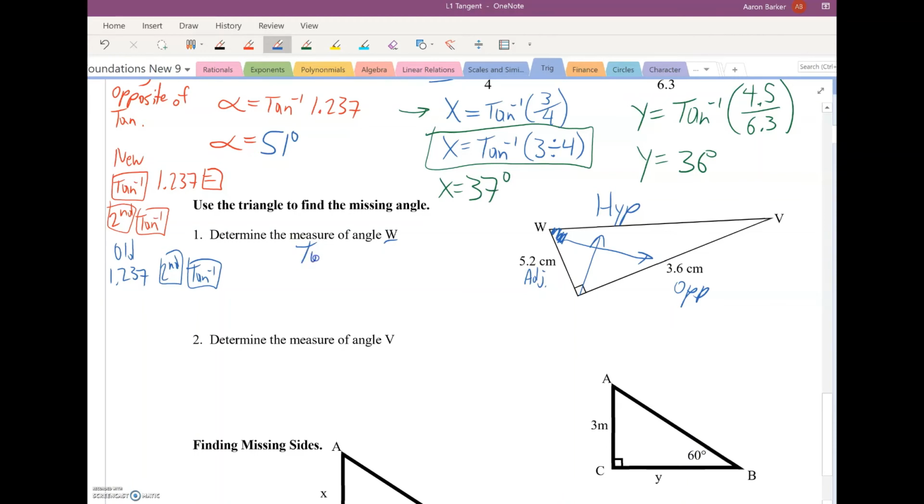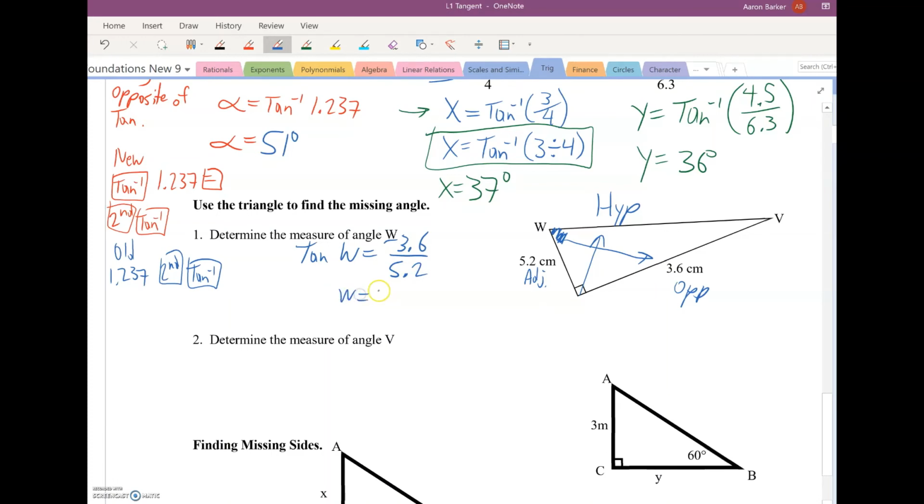So now you have 3 lines of work. You will say tan W equals. That's super important. Without that, you ain't getting full marks. So write it down. Then I'll let you cheat. I'll say you can fill out your fraction. So 3.6, the opposite side, is the opposite over the adjacent of 5.2.